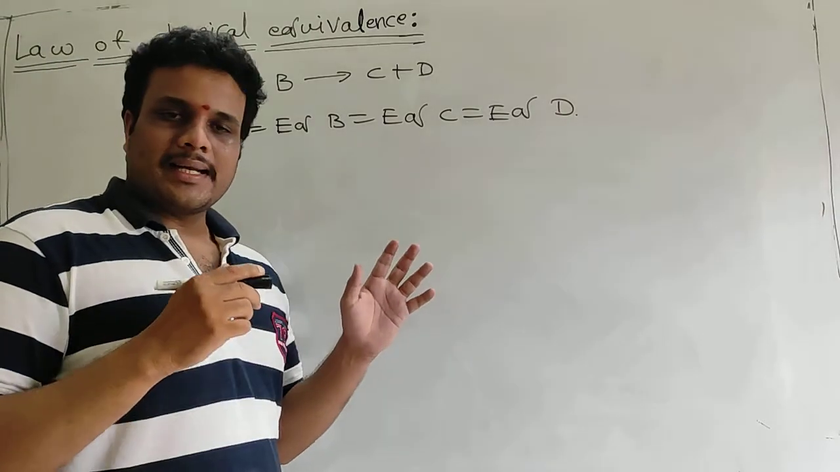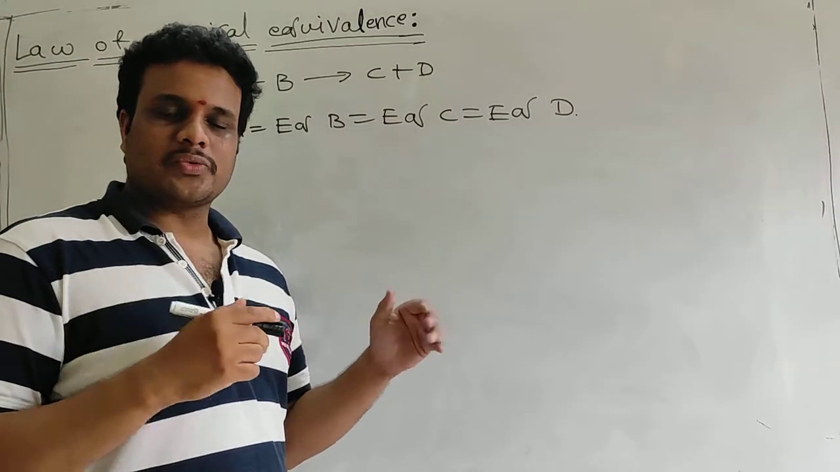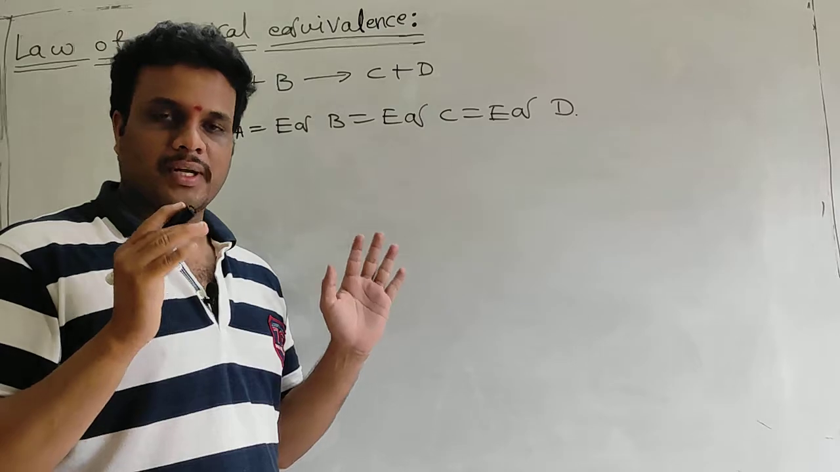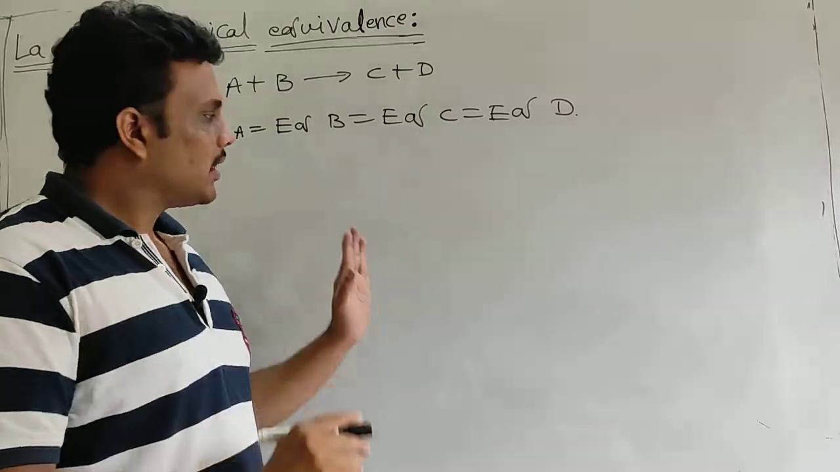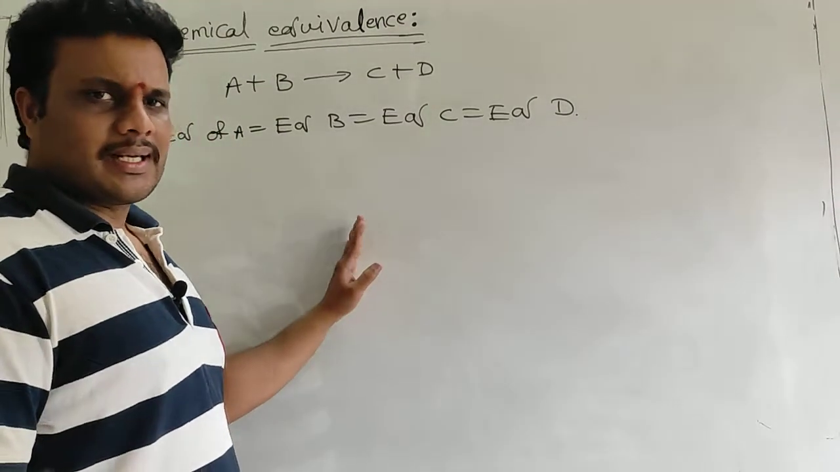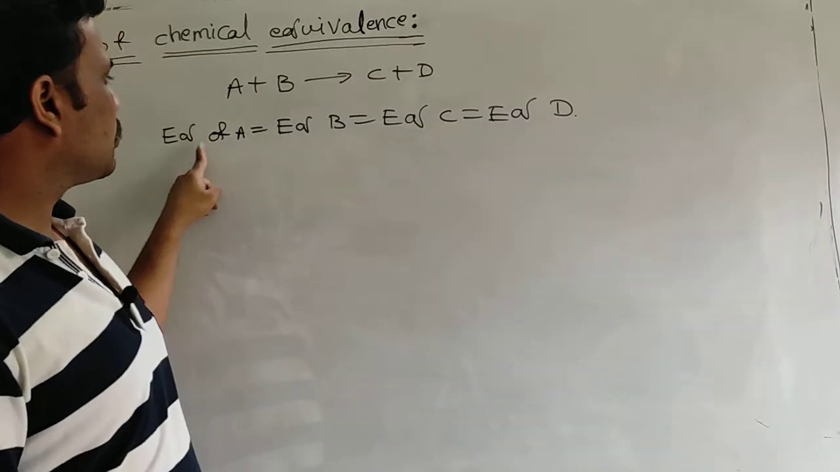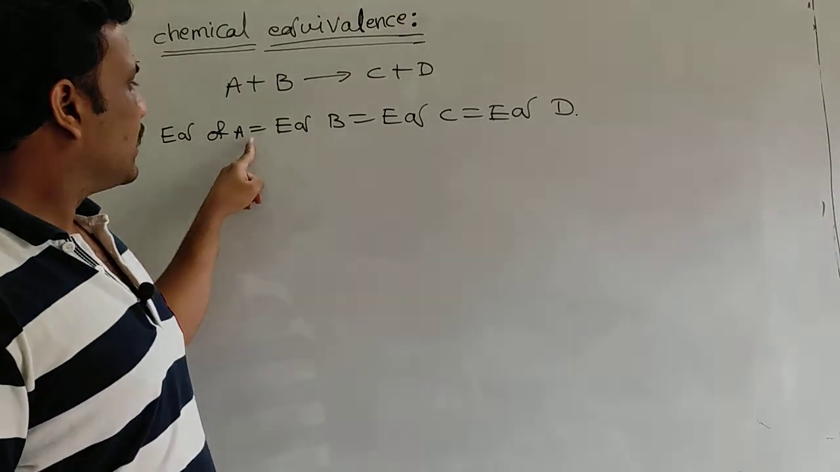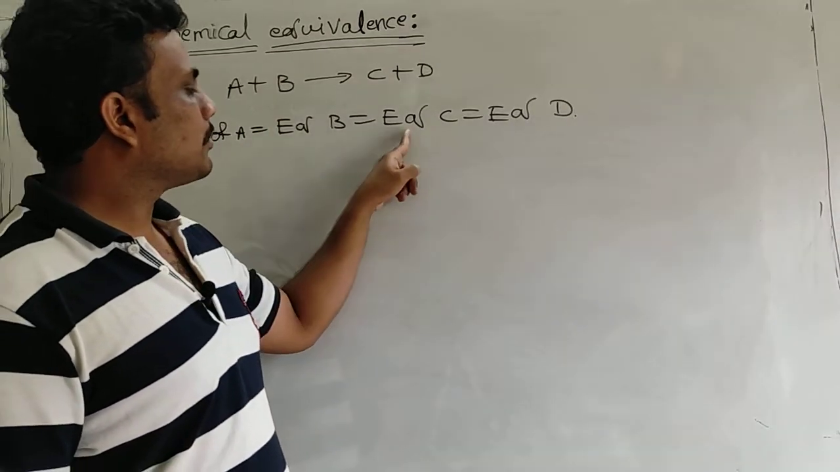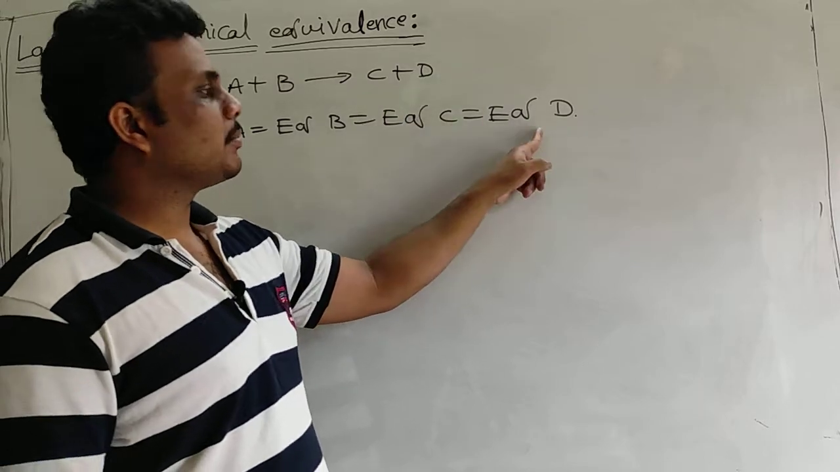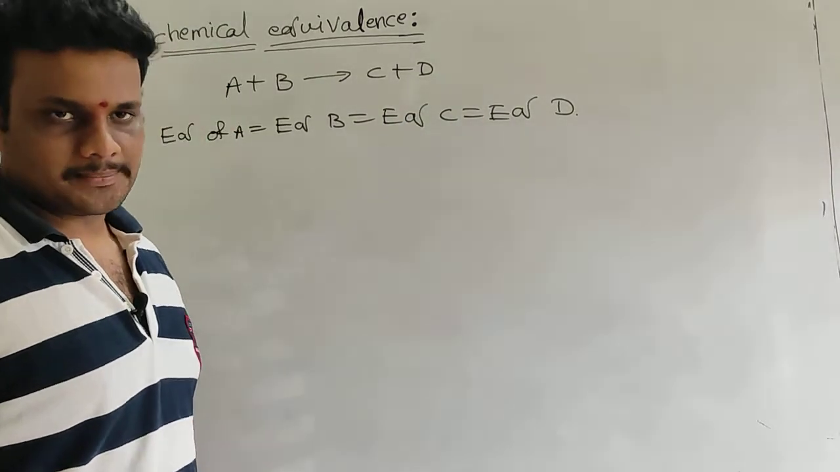Whether the chemical reaction is redox, acid-base, whatever it may be, in any chemical reaction, the number of equivalents of reactant 1, that is A, must be equal to that of B, that must be equal to that of C, and that must be equal to that of D.